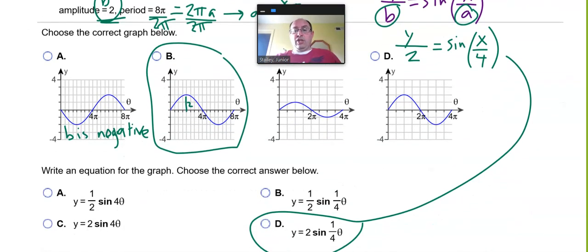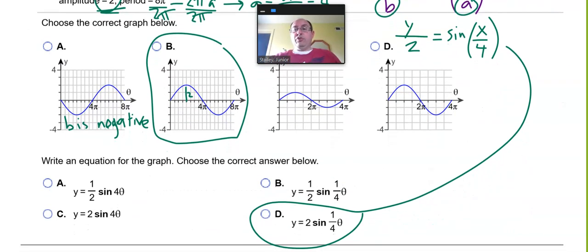Now, how do I change the equation? Well, just multiply by 2 on both sides, right? Multiply by 2, and if we multiply by 2, we end up with their answer. Remember that x over 4 is the same thing as a quarter times x.